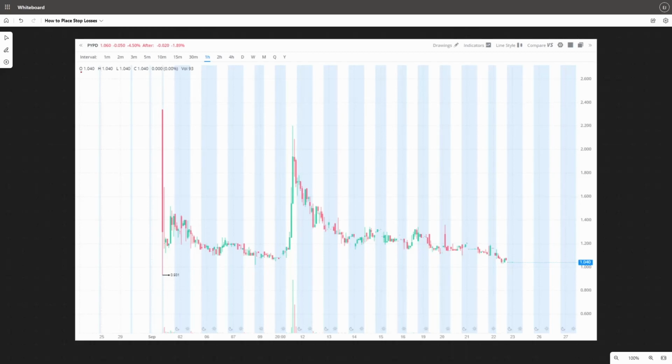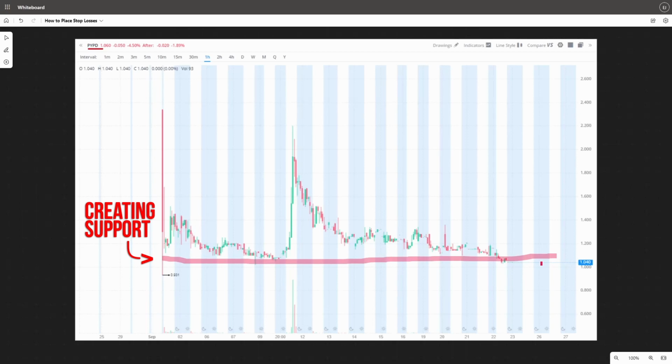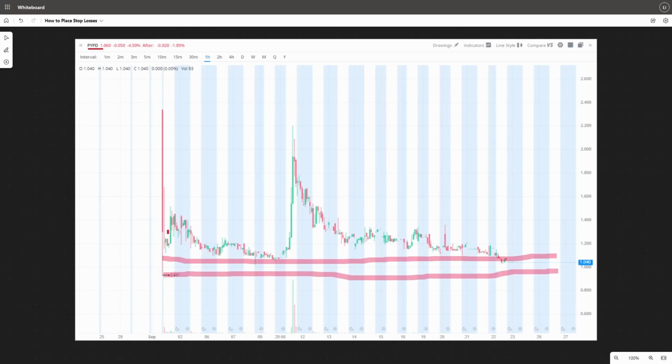So what I've got up on the screen here is a 1 hour chart of PYPD. Using the 1 hour chart in this example, you can clearly see that it's creating a support in this $1 to 93 cent area. So you can see the stock is bouncing in this area, creating a support. So down here would be a good level to add into your position, start scaling in, and you would put your stop loss under the swing low back here.